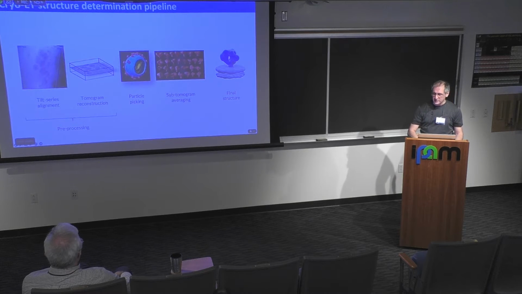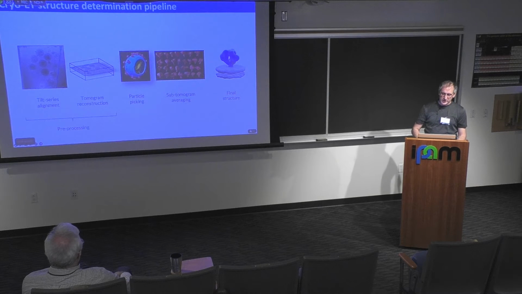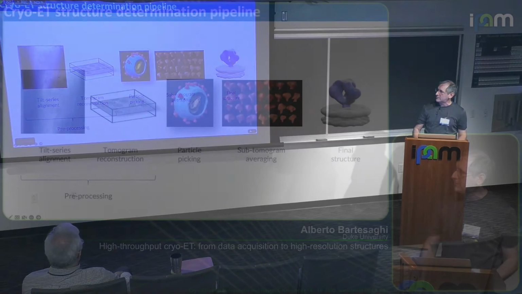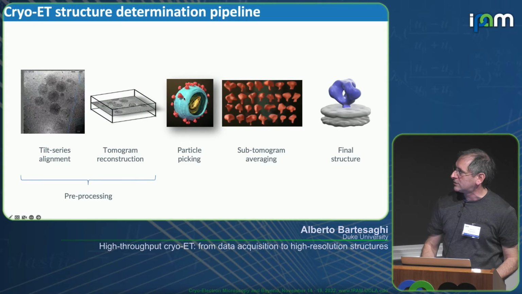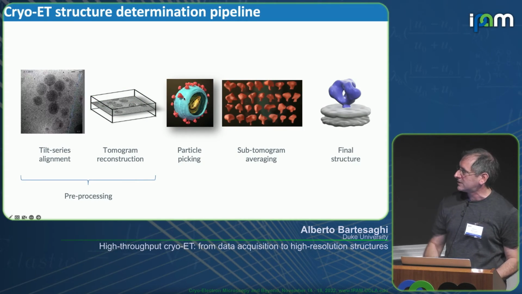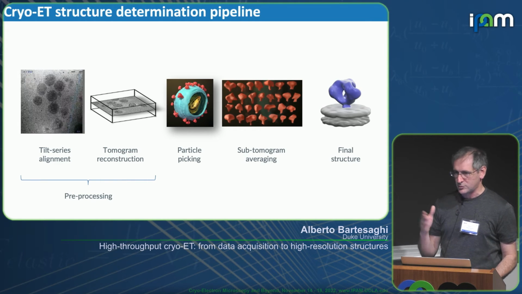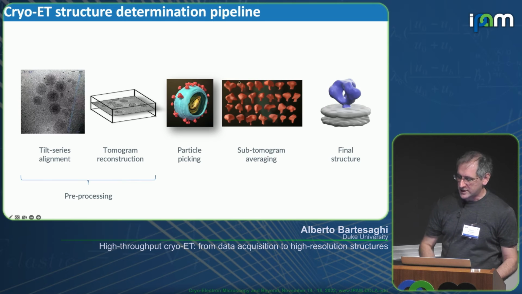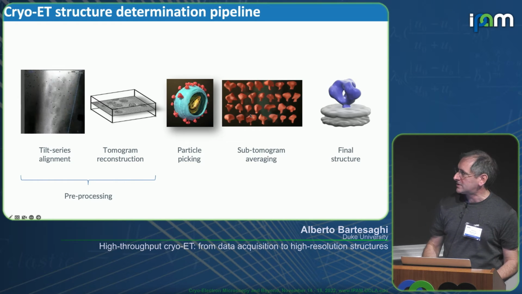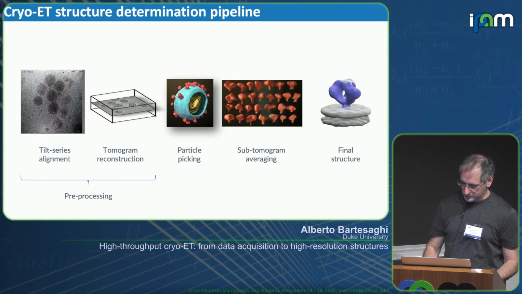So here I'm showing an example of an HIV virus. This is work that we did several years ago, where we were interested in studying the envelope glycoprotein here. I'm going to tell you a little bit how we did that, and then eventually, once you know where your particles are, you can combine them all together using sub-tomogram averaging. At the end of the day, you get your final, hopefully high resolution structure.